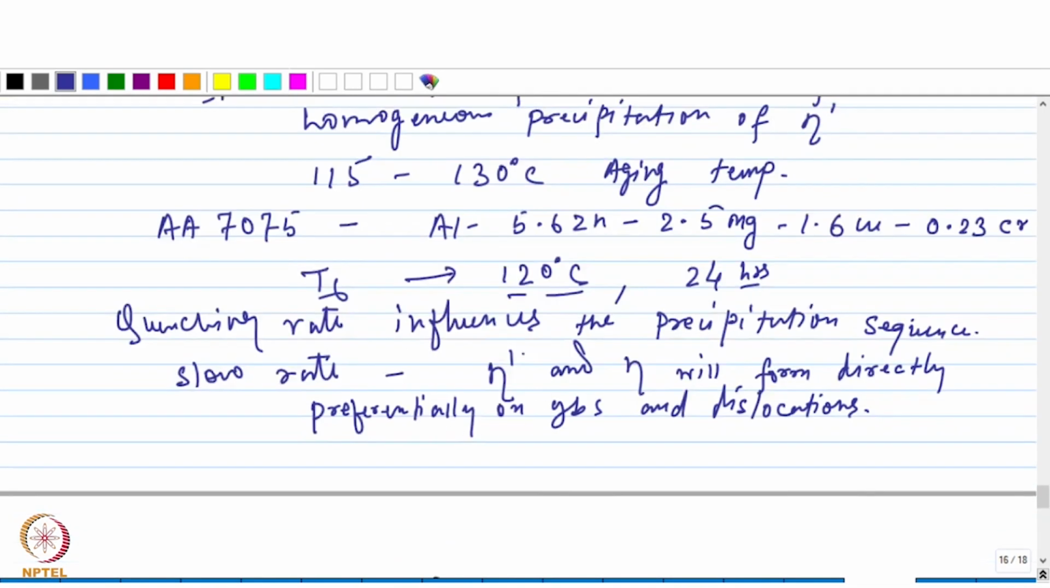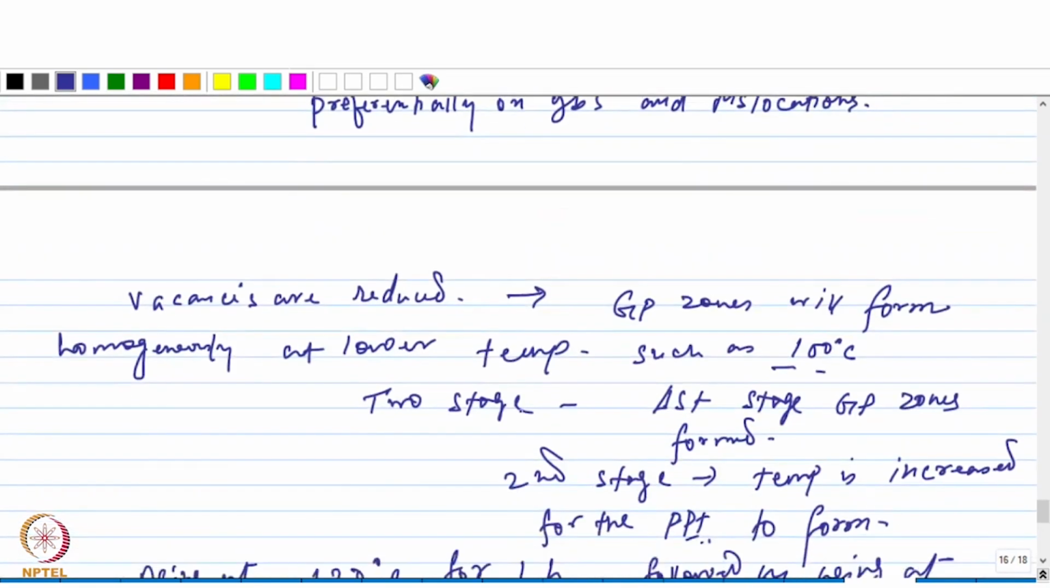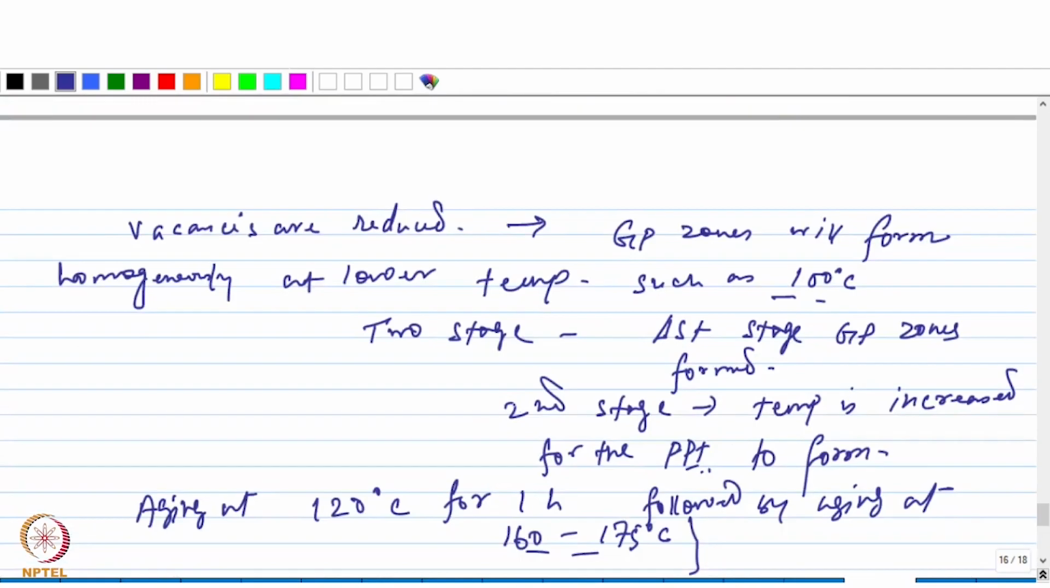But the formation of such precipitates depends on the quenching rate also, right? Because the quenching rate might affect vacancy formation and all that. And since we are talking about movement of atoms, formation of atom clusters, and so on, the precipitation sequence may be affected due to that. So in this particular alloy, in order to form these eta prime precipitates uniformly, you need to first form the GP zones also homogeneously.